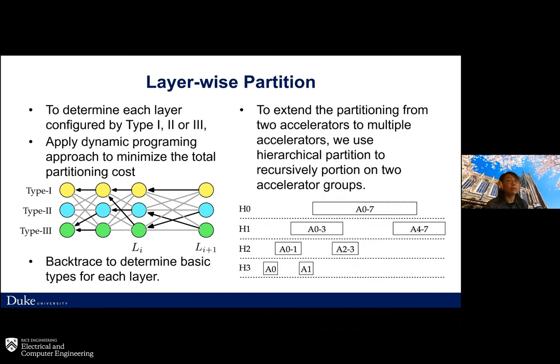To determine for each layer how we can configure it into type 1, 2 or 3, we apply a dynamic programming approach to calculate the total partition cost. The concept is starting from the front end, we calculate the cost along the forward direction, and at the end we backpropagate. We start from any of them, pick the smallest one, and trace back to find the most efficient one.